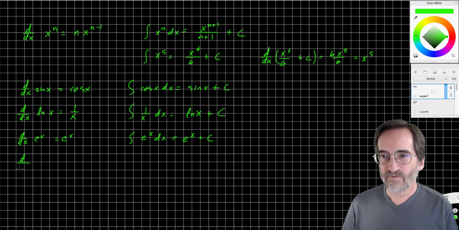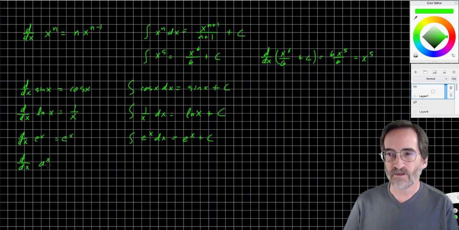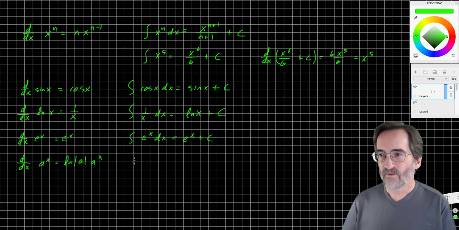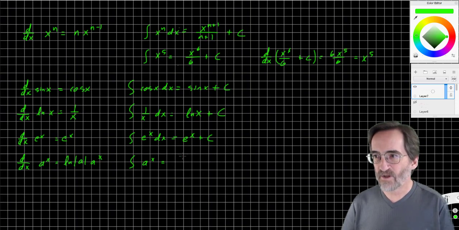The derivative of a to the x, this is the power function as opposed to the exponential function, is a to the x ln a. Okay, so the integral of a to the x, do the opposite in reverse order, right? Instead of multiplying by ln a, we're going to divide by ln a. So it's a to the x divided by ln a plus c.